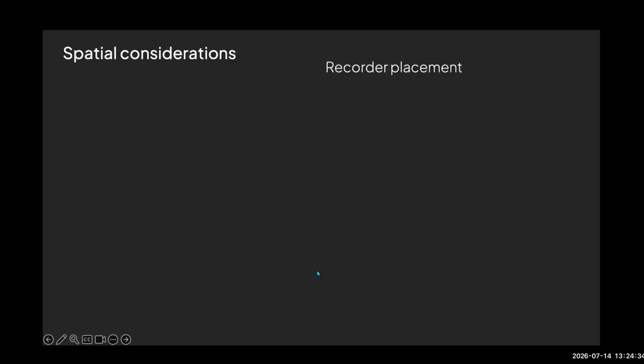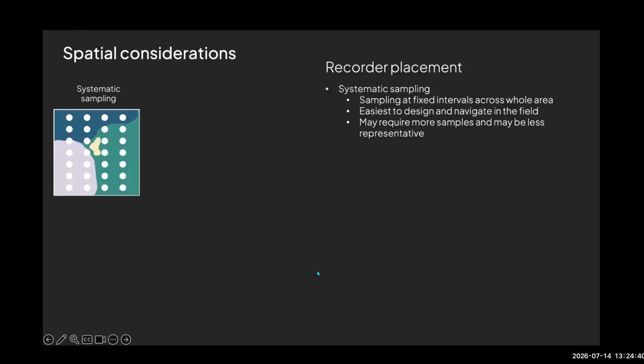So for the spatial consideration, or for the recorder placement, there are a couple of really common ways of sampling. There's your systematic sampling, where you're sampling at fixed intervals across the whole area. It's probably the easiest design because of those fixed distances between them, so it can be easier to navigate in the field and deploy them. But you may require more samples and they may be less representative.